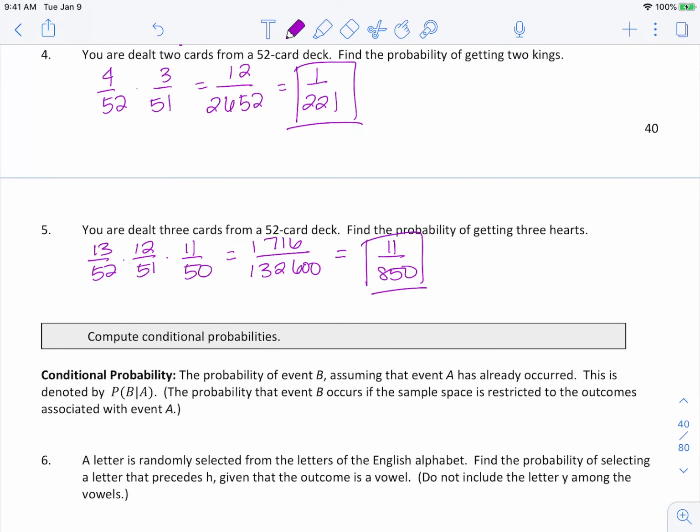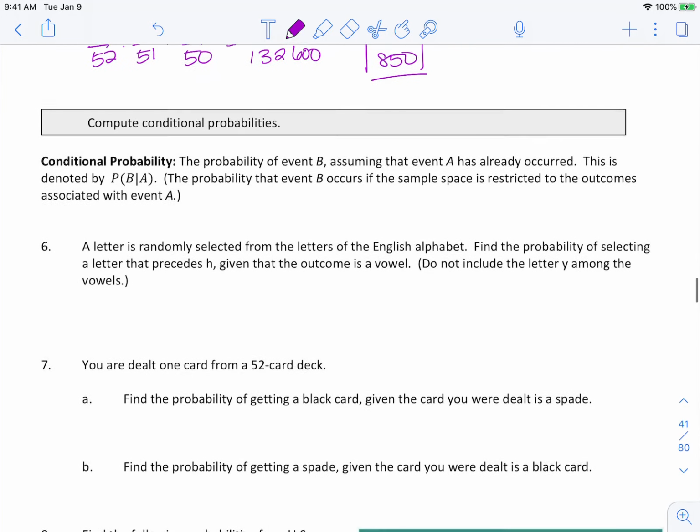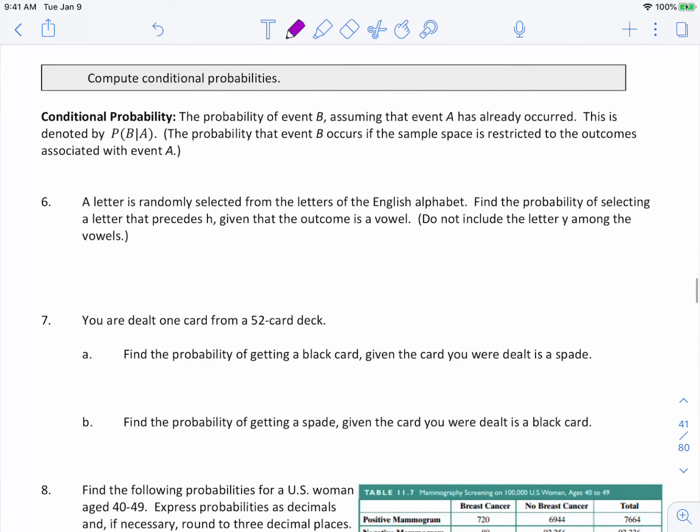All right, we're going to be talking about computing conditional probabilities next. Conditional probability, the probability of event B, assuming that event A has already occurred. This is denoted by P of B given A. Again, you would say this as the probability of B given A.